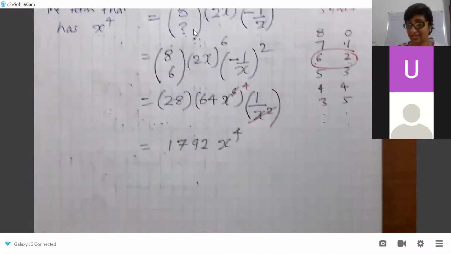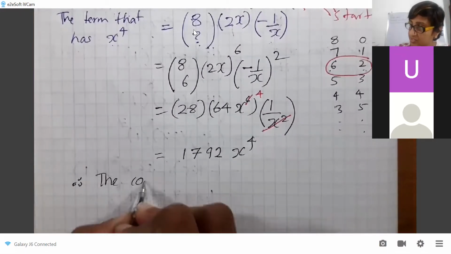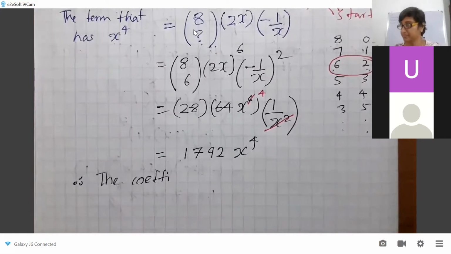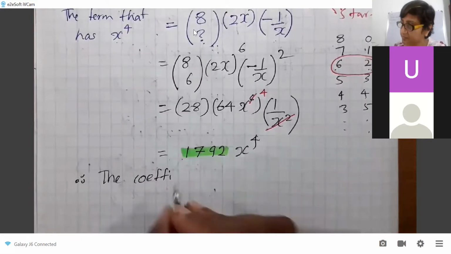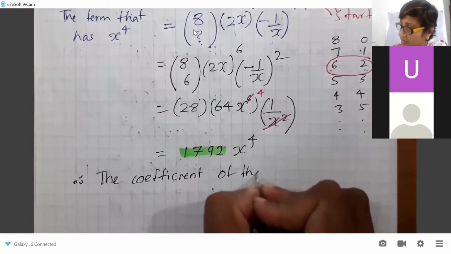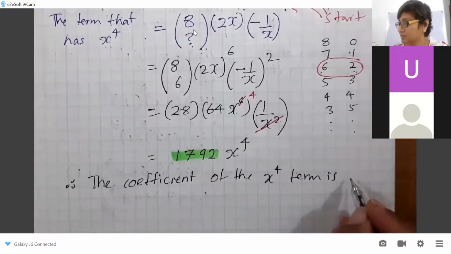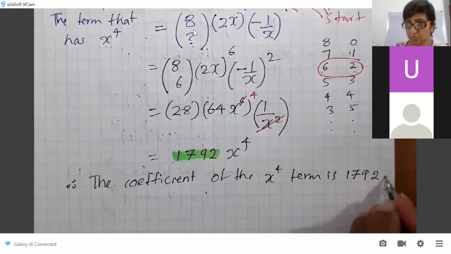And then I can say, therefore, the coefficient. They're just asking me for the coefficient of the term. So that's the coefficient of the x to the power of 4 term is 1,792.